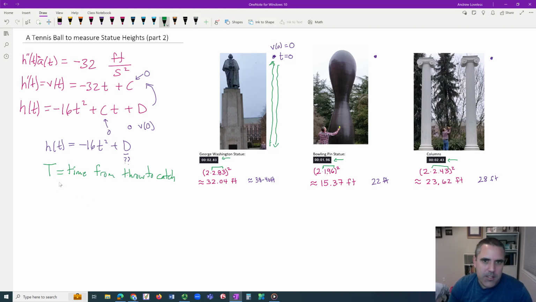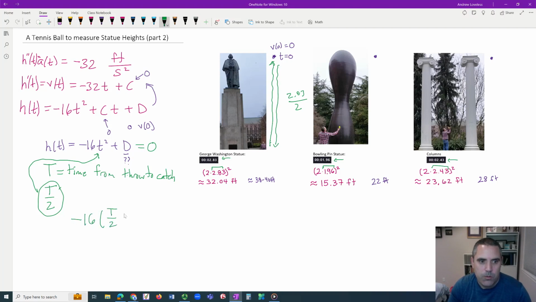But anyways, the time on the way down is half as much as this time. So if the total time here was 2.83 seconds, then the time to come down is half of that. And so what I realized was, okay, if I plug in T over 2, which is half the time, into this, I will be at the ground. And the ground is a height of 0. So from that, I got the following.